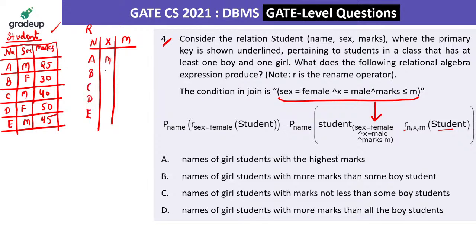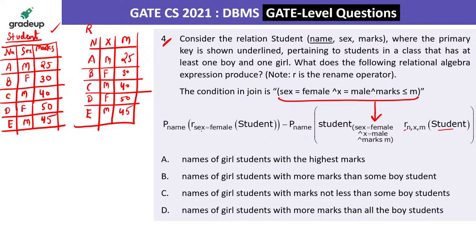Okay, and it is male, female, male, female, male. I have taken, right, and the marks will be the same because the same table is being referred two times, and it will be 25, 30, 40, 50, and 45.